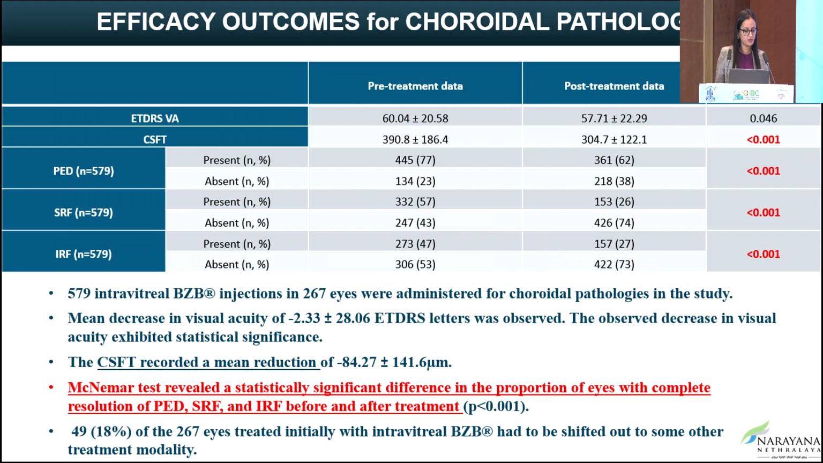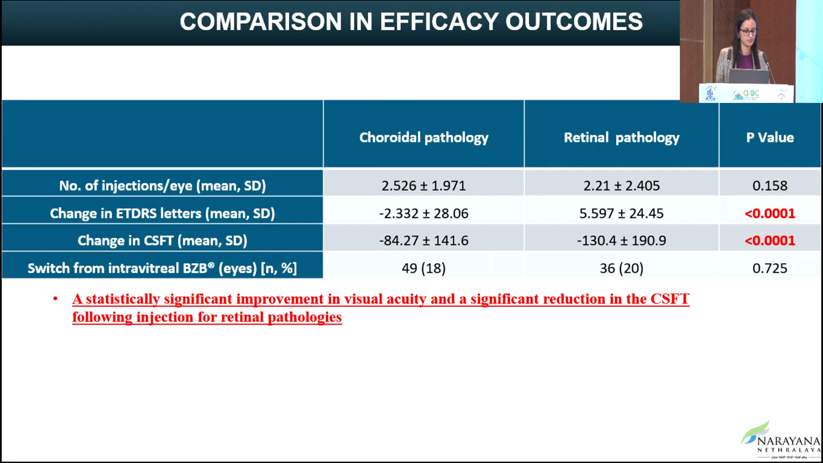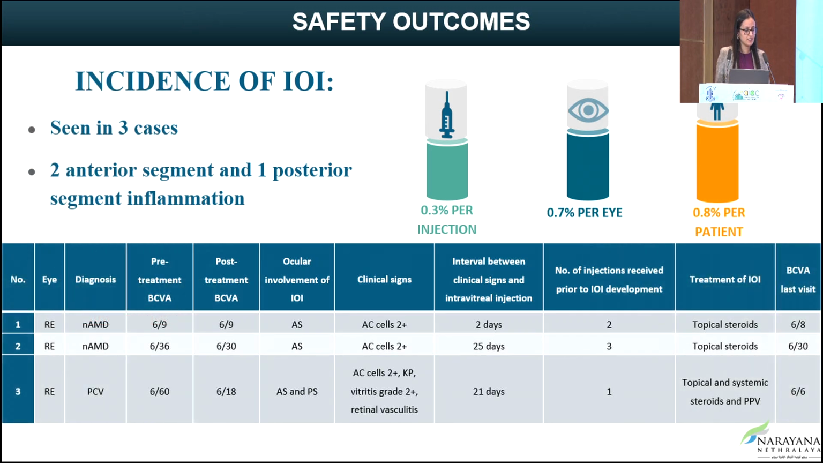In cases of choroidal pathologies, the vision deteriorated, but the CSFT improved, and PED, SRF, and IRF resolution was seen, and 18% of cases had to be switched to other modalities of treatment. In retinal pathologies, vision also improved, and the CSFT reduced significantly. PED resolution was not found to be significant, but SRF and IRF resolution was found to be significant. As a comparison, a statistically significant improvement in visual acuity and a significant reduction in CSFT following injection was seen in retinal pathologies.